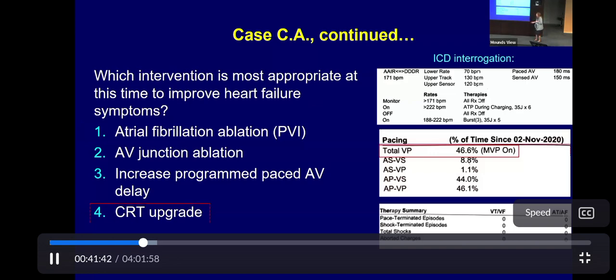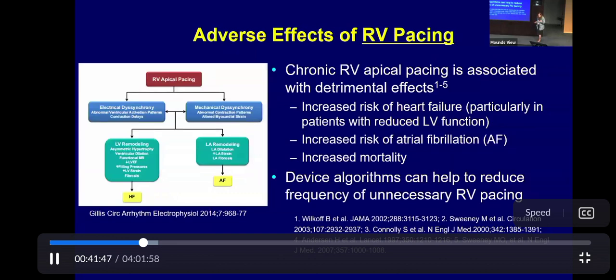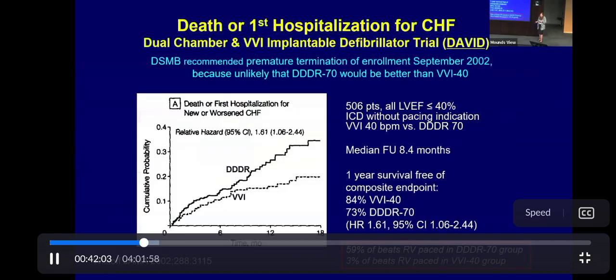CRT upgrade, agree. For this patient, a CRT upgrade is indicated. I'm going to breeze through this data, but chronic RV apical pacing is bad: it increases heart failure, AFib, and mortality. We do have that great algorithm, MVP, and it works, but there's a point where patients have conduction disease and need pacing. But pacing in someone who already has a cardiomyopathy is not a good thing. We learned that, and it was a surprise at the time, from Dr. Wilkoff's work, that it made people have worse outcomes.